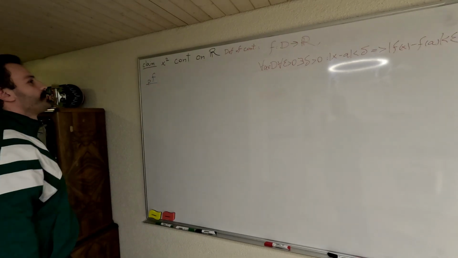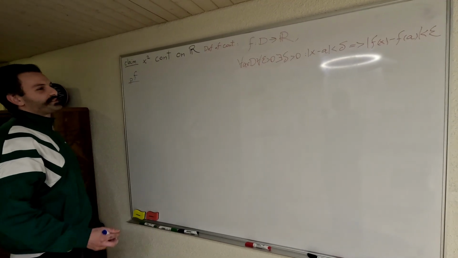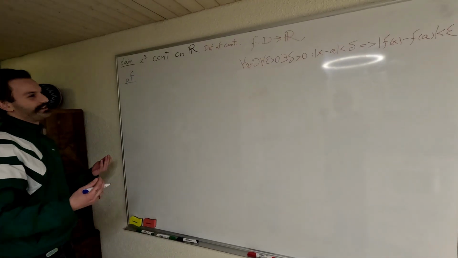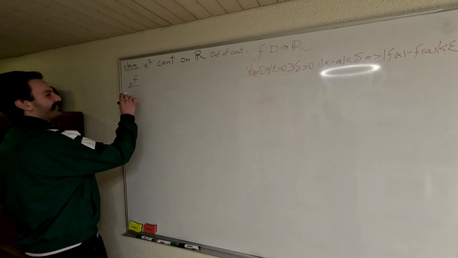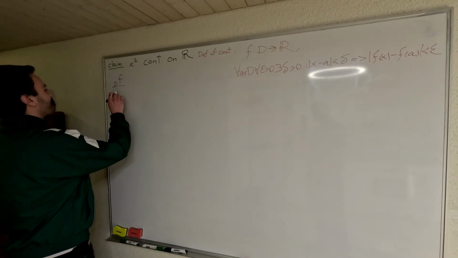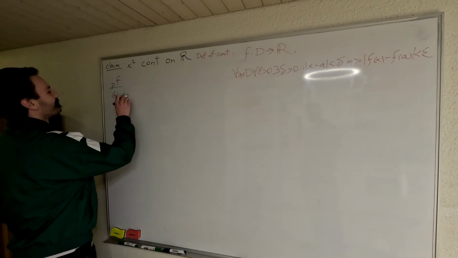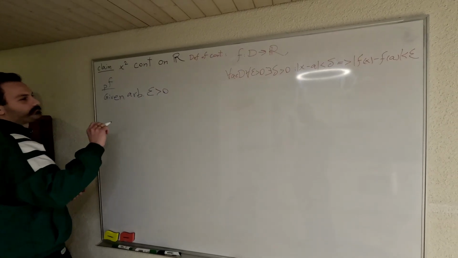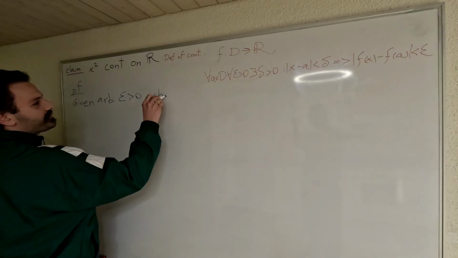Write down proof. And there are some magic words that you can use to construct your proof statement. And those are: given, arbitrary epsilon greater than 0, choose delta.